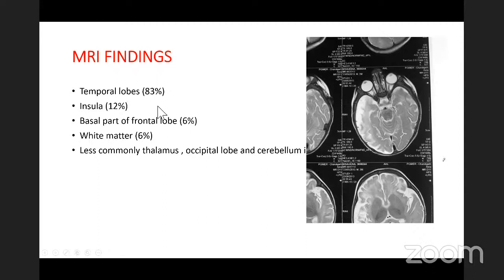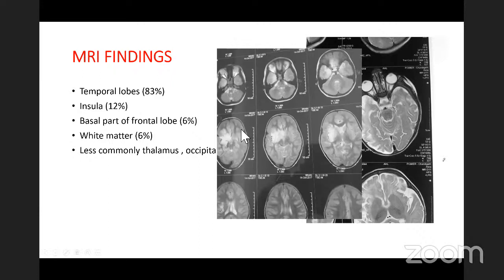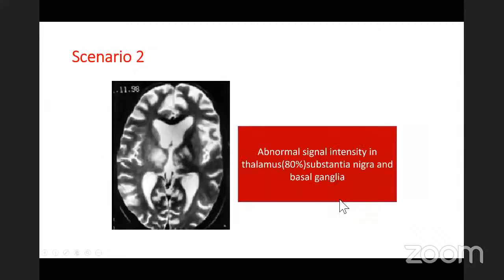Temporal lobes are affected in 83%, the insular region in 12%, and the basifrontal area, white matter, and, uncommonly, the thalamus, occipital lobe, and cerebellum may be involved. So what are we talking about? This is another patient having basifrontal involvement, or also peri-insular or perisylvian area involvement. We are talking of herpes simplex encephalitis.